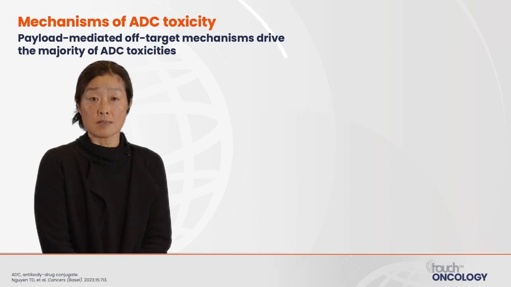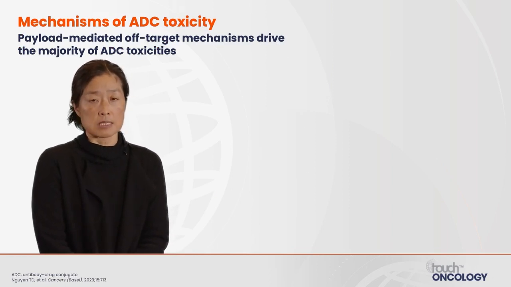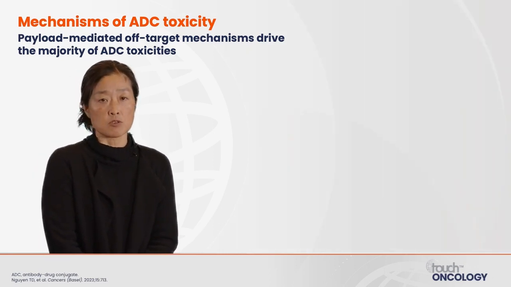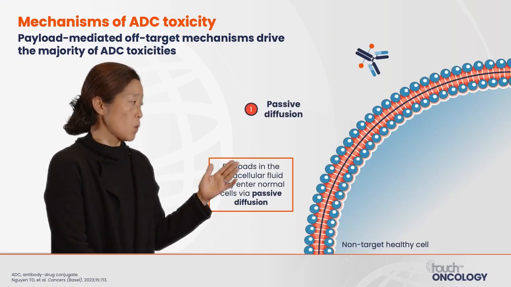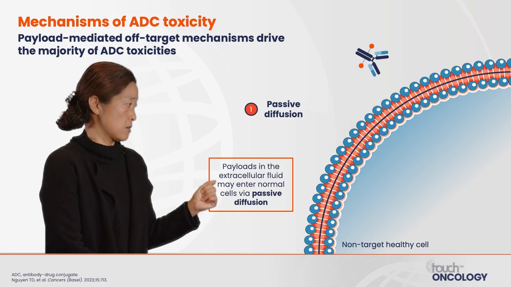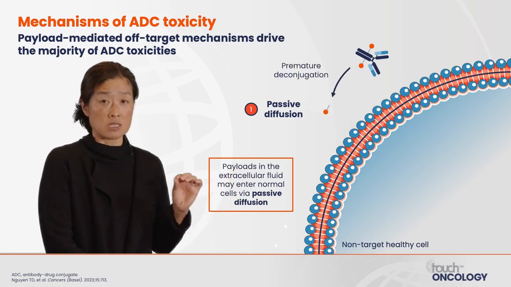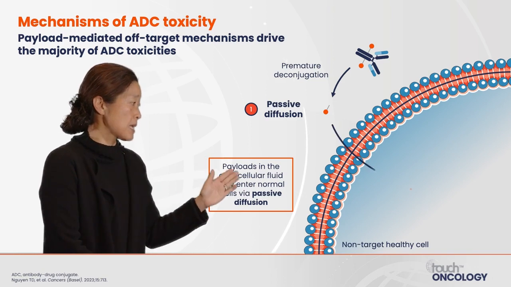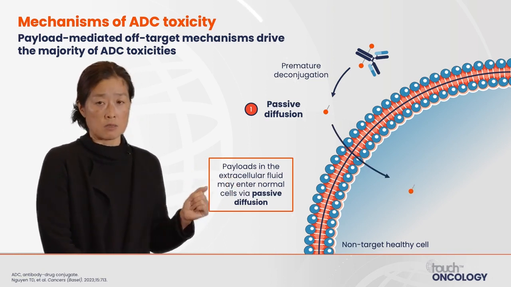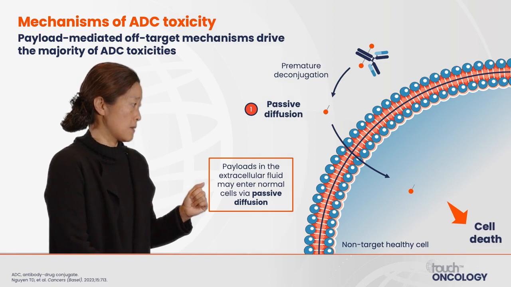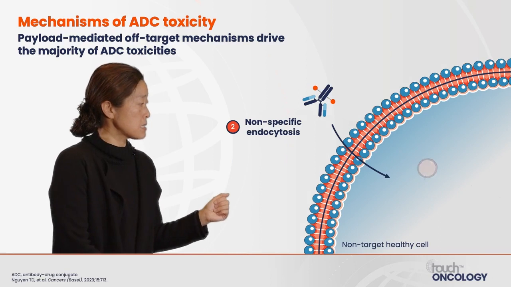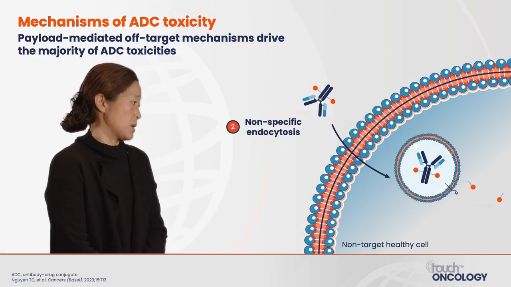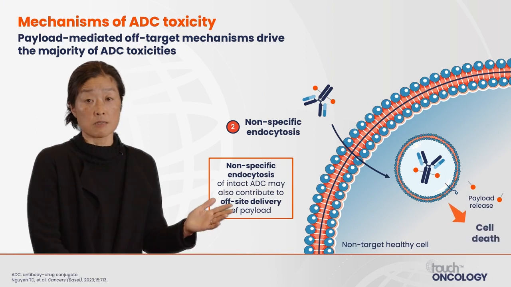We also select based on toxicity, and we should think carefully about toxicity and how and why it occurs. Payload-mediated off-target mechanisms drive the majority of ADC toxicities. Shown here is a schema showing one of the many ways that off-target toxicity can occur. There can be premature deconjugation of the cytotoxic payload from the ADC that then passively diffuses into non-target healthy cells, causing cell death. There may also be non-specific endocytosis, and here the intact ADC may contribute to off-site delivery of the payload, again causing cell death in a non-target healthy cell.